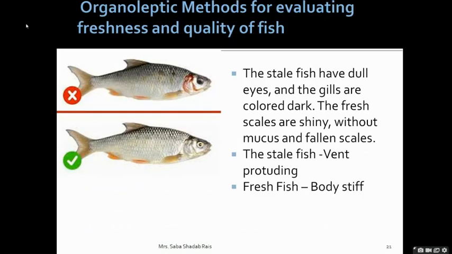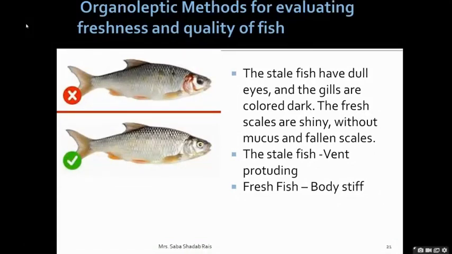General observation means this test can be used for small scale, but it cannot be used for large scale. A local fisherman selling fish in the local market can use this test, but a big canning industry cannot rely on the organoleptic test only. Now, what are the general observations in the organoleptic test?